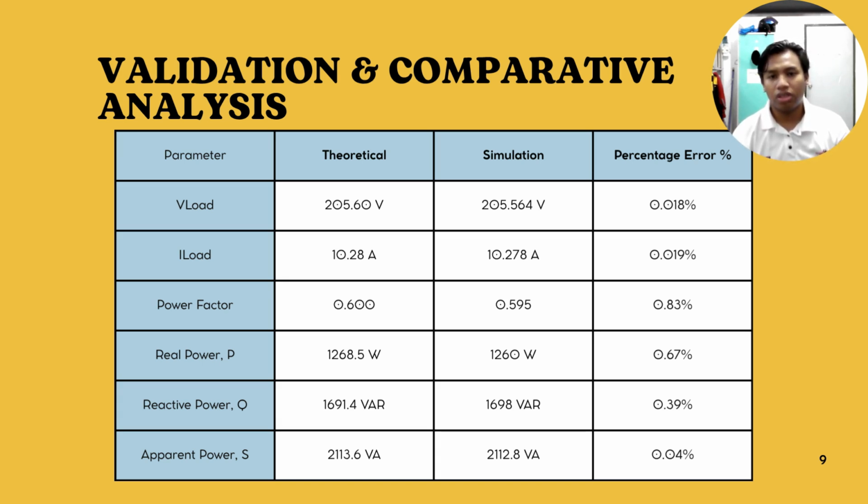Our apparent power theoretical value is 2113.6 VA, and our simulation value is 2112.8 VA. Our percentage error is 0.04%.